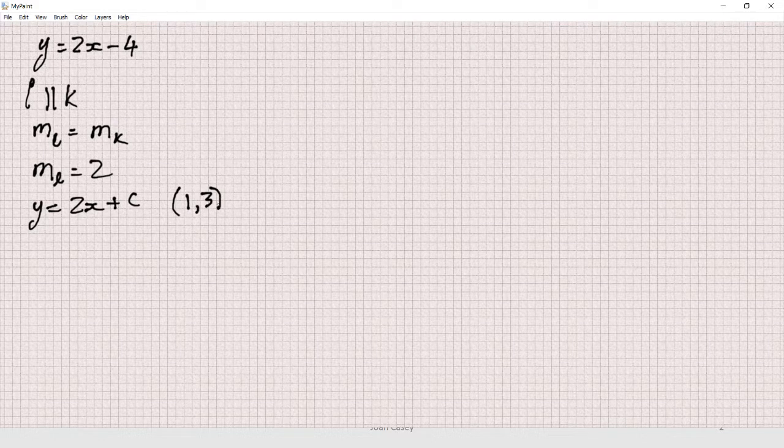So simple substitution of the point (1, 3) will enable us to calculate c. So 3 equals 2 times 1 plus c. And rearranging that will give us c is 3 minus 2, which is 1. Now the final equation for the line L, so L is such that y is 2x plus 1.